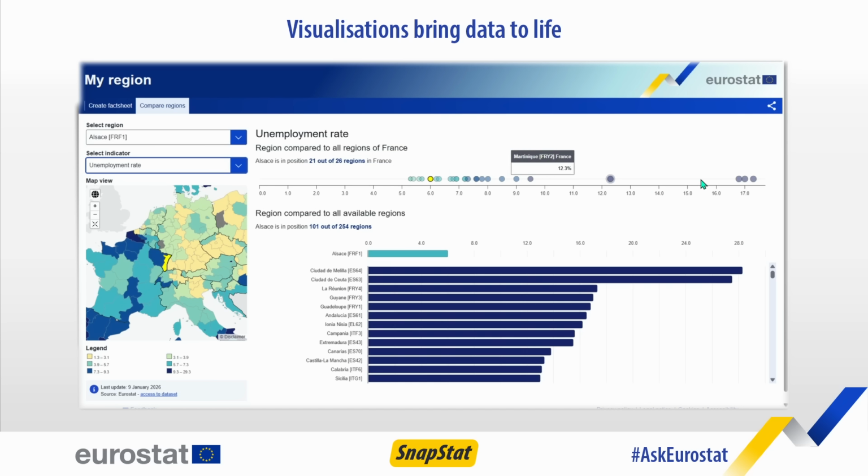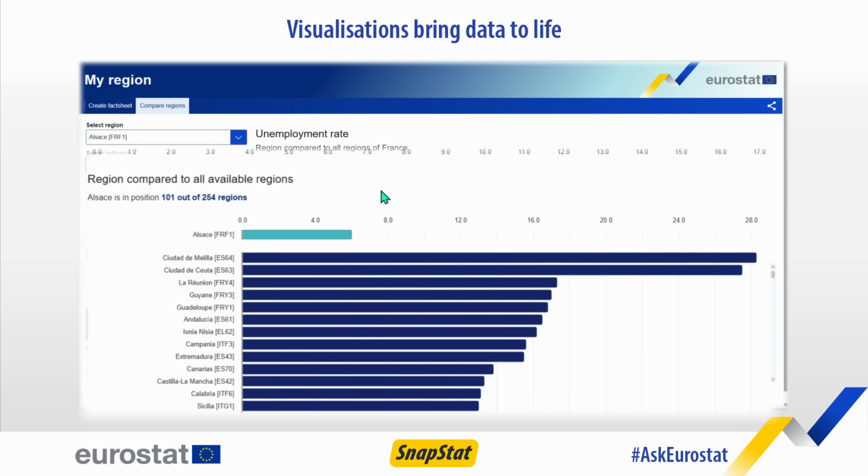On the top part here, now you can see how my region, meaning Alsace in France, compares to all the other regions within the same country, France. By mousing over, you can get the exact data values for Alsace as well as for all the other regions. The bottom part shows you now how Alsace, or the selected region, compares to all the other regions in Europe.